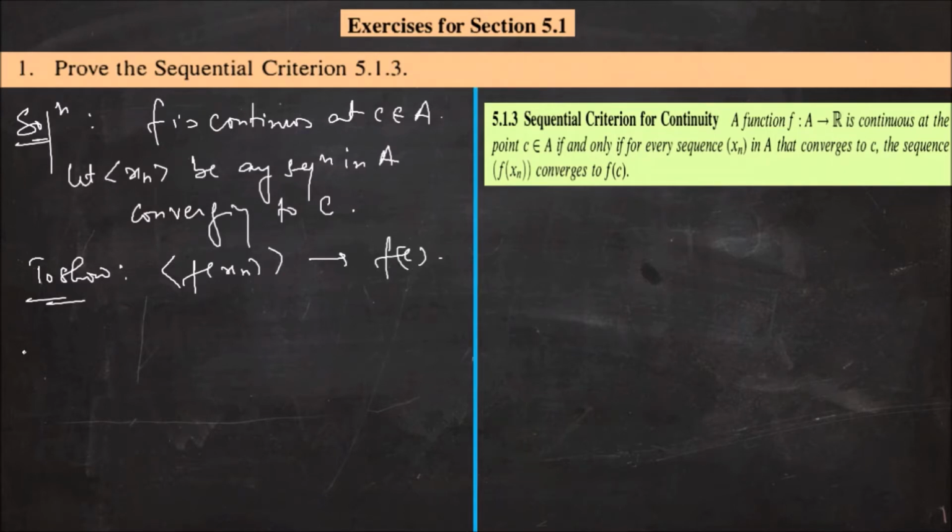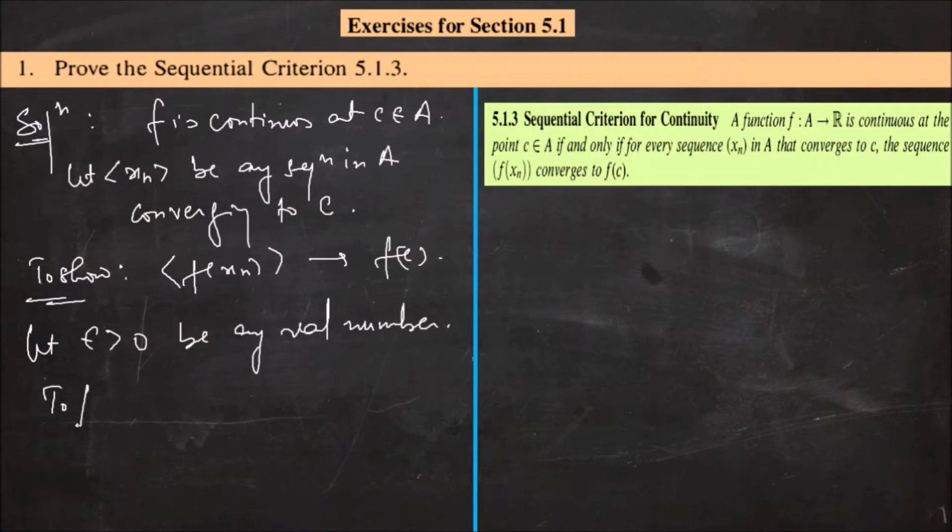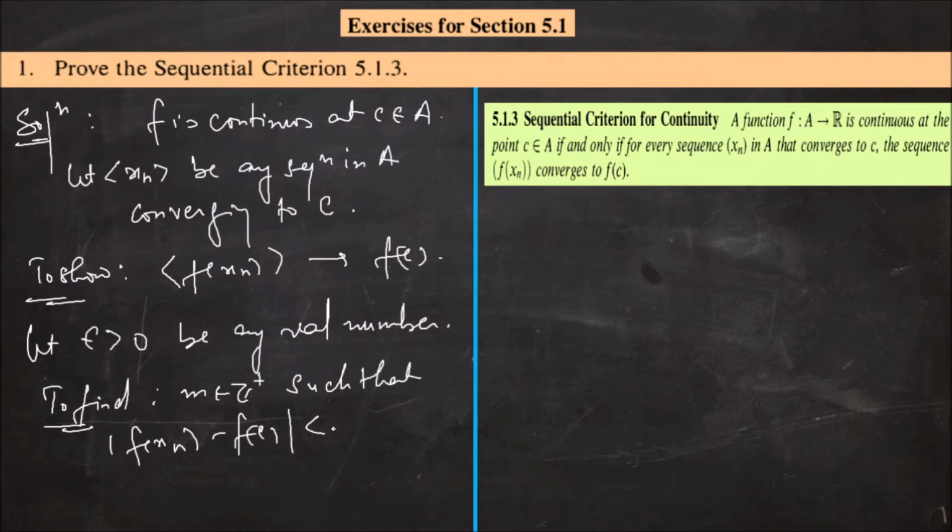So for this, what we will do? We will use the continuity of f at c. Let epsilon greater than 0 be any real number. So we have to find m belonging to Z positive such that what will happen? |f(xn) minus f(c)| is less than epsilon for all n greater than or equal to m. So this is what we have to show, that we find some m belonging to Z positive such that |f(xn) minus f(c)| is less than epsilon for all n greater than or equal to m.